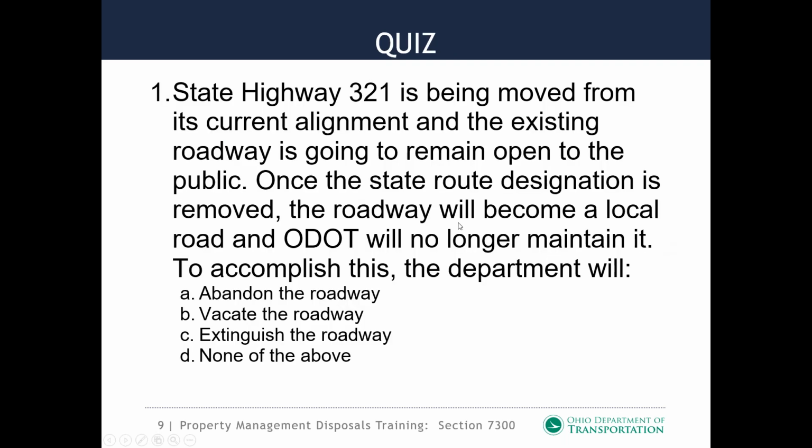Okay, we're going to get to the quiz. Number 1, State Highway 321 is being moved from its current alignment, and the existing roadway is going to remain open to the public. Once the state route designation is removed, the roadway will become a local road and ODOT will no longer maintain it. To accomplish this, the department will. And you can put A, B, C, or D in the question box.